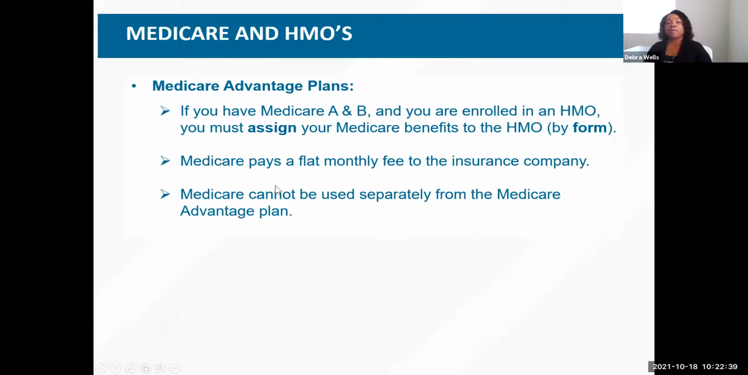There's a Medicare premium that's paid, a flat monthly premium paid to your plan that will combine, and now they're responsible to cover your medical services. Once you assign your Medicare to your insurance plan, you can no longer use Medicare separate from your plan, okay? They're assigning, they're joining, they're marrying to each other, and they cannot be used separate from one another.